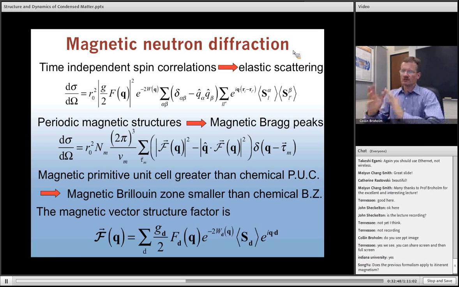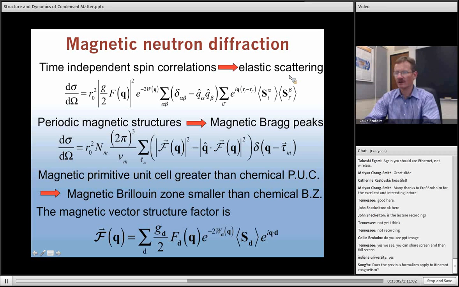And so at this point, if I want to see magnetic diffraction, I need to be looking for materials that, in fact, have some form of static magnetic ordering. And so that's what I'll be talking about here. As I mentioned, if there are time-independent spin correlations, then I will have elastic scattering.